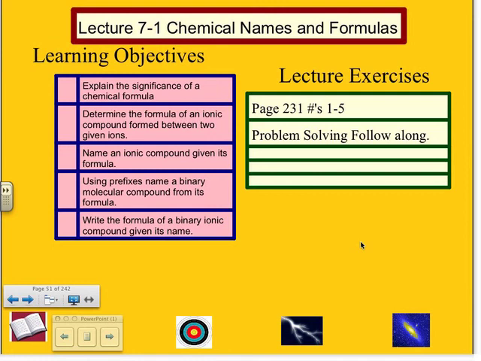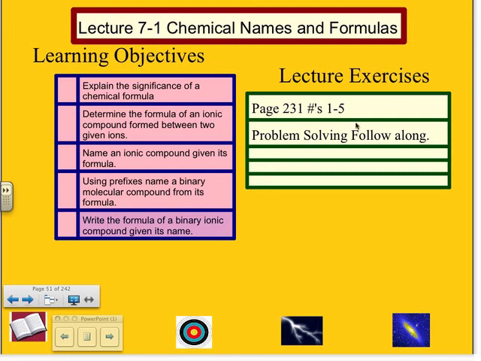I want to point out first our objectives for this chapter are to explain the significance of a chemical formula, determine the formula of an ionic compound formed between two given ions, name an ionic compound given its formula. We want to, using prefixes, name a binary molecular compound from its formula. And we want to write the formula of a binary ionic compound given its name. This is a big section. It's got a lot to learn, and so it's going to take you a while, but it's really important.